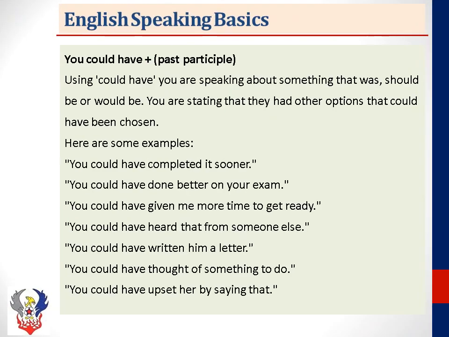You could have plus past participle. Using could have, you are speaking about something that was, should be, or would be. You are stating that they had other options that could have been chosen. Here are some examples. You could have completed it sooner. You could have done better on your exam. You could have given me more time to get ready. You could have heard that from someone else. You could have written him a letter. You could have thought of something to do. You could have upset her by saying that.